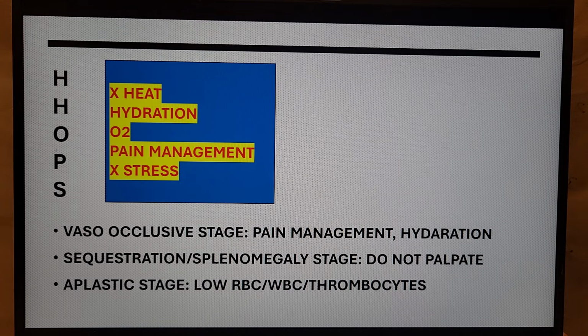Priority in the first stage is pain management. Priority for the second stage is do not palpate, do not rupture the spleen. And stage number 3, they already have all cells too low, right? They have anemia, risk for infection, and risk for bleeding. So this is for sickle cell anemia. Remember your HOPS: avoid heat, hydration, O2, pain management, and avoid stress. All right. Autosomal recessive, mom and dad guilty.